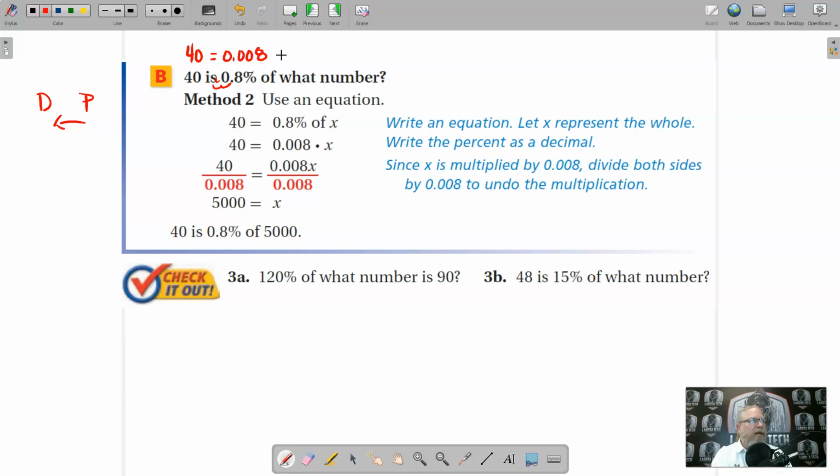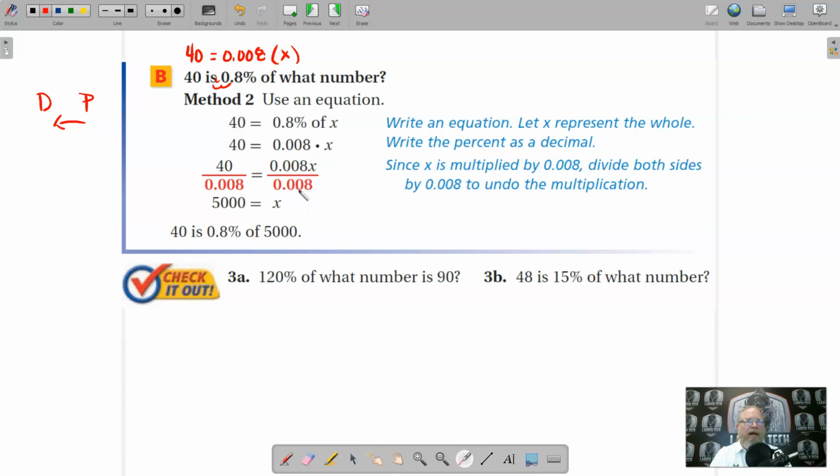So 0.008 of means to multiply what number? X. So we would end up with that there. Let's see if they get the same thing. 40, yep, equals 8% of X. And then we get 40 equals 0.008 times X, which is what we have up here.